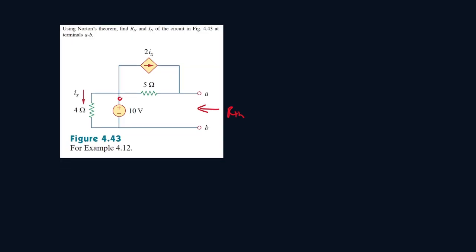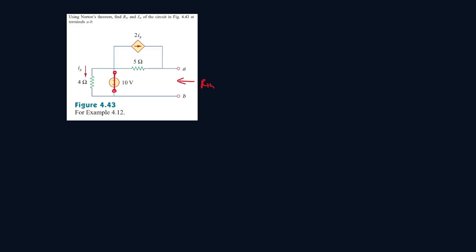So let's start by turning off all independent sources. So this one will be replaced with the short circuit, so closed wire. But we can't turn off this one because this is a dependent source. So let's rewrite the circuit down here.